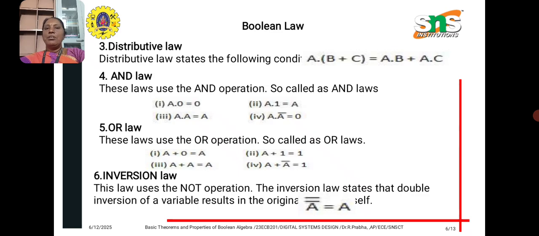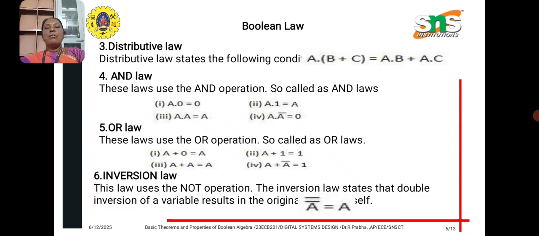Whatever may be the value of a, either it may be 0 or 1, a plus 0 gives a and a plus 1 gives 1. And a plus a, so if we add the same variable 2 times, it results in the same answer, a plus a is equal to a. And the addition of the variable with its complement is always equal to 1, a plus a bar is equal to 1. So this is the OR law.